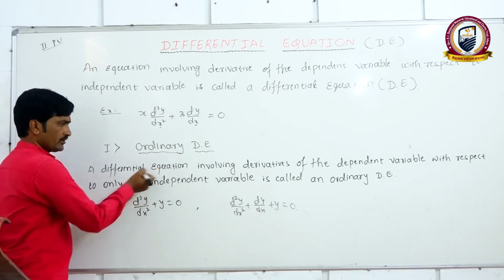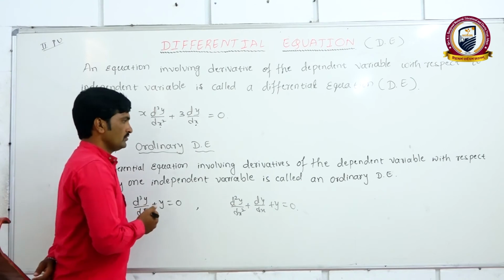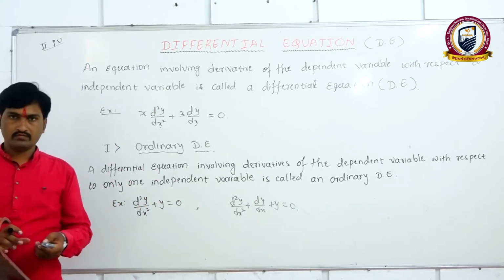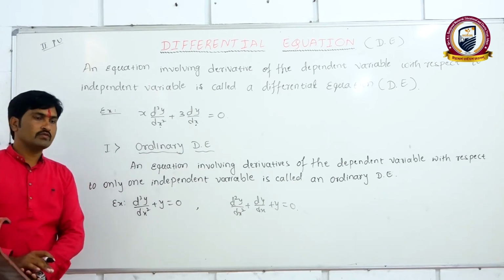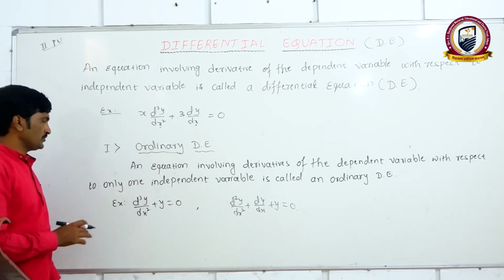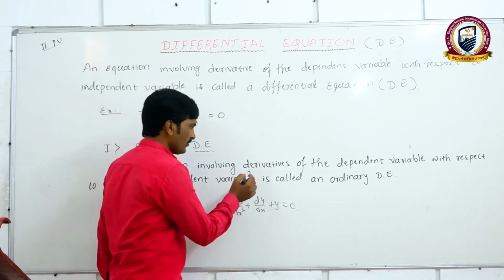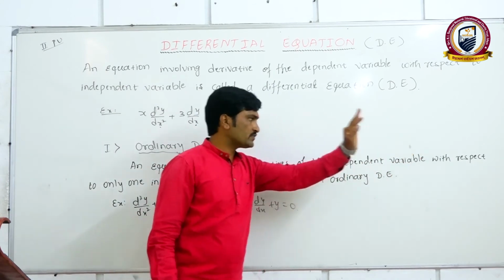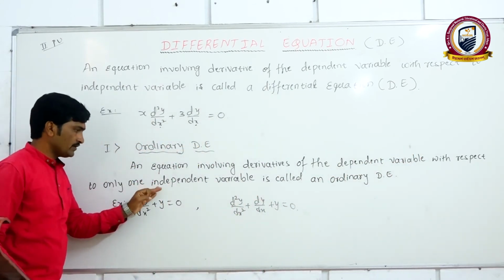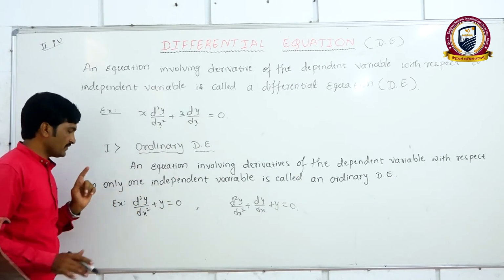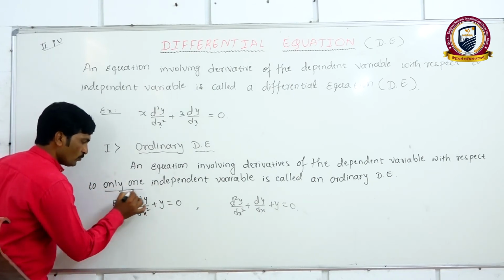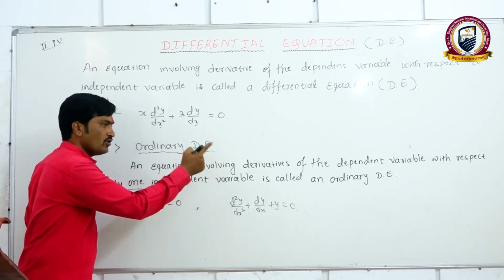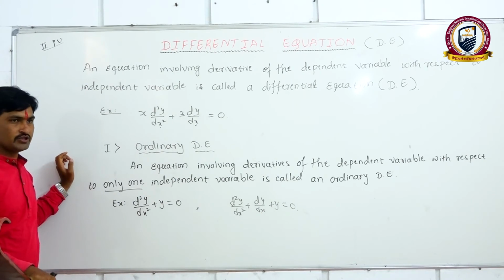A differential equation, see the definition of ordinary differential equation. An equation involving derivatives of the dependent variable with respect to the independent variable. But here there is one term, that is only one independent variable is called an ordinary differential equation.